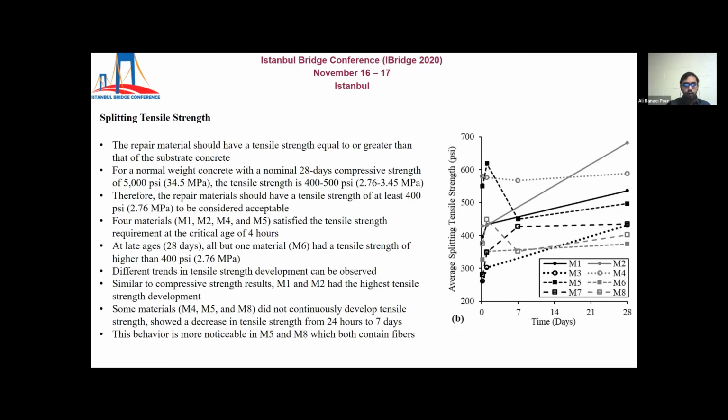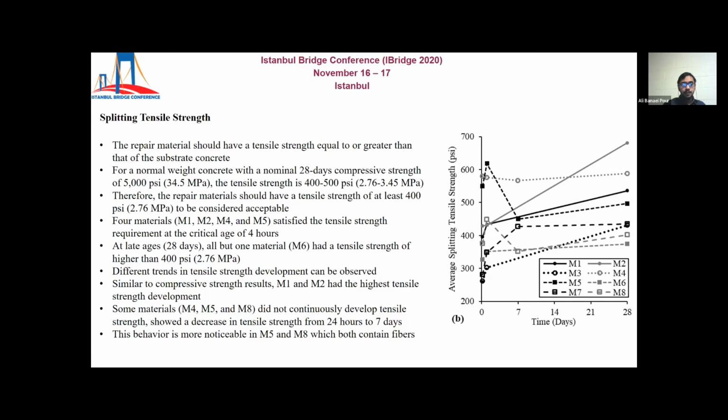Four of the materials, M1, 2, 4, and 5, satisfy the tensile strength requirement at the critical age of 4 hours. At 28 days, all materials except M6 had a tensile strength higher than 2.76 megapascal. We observed different trends in tensile strength development, but just like compressive strength development rate, M1 and M2 had the highest tensile strength development.